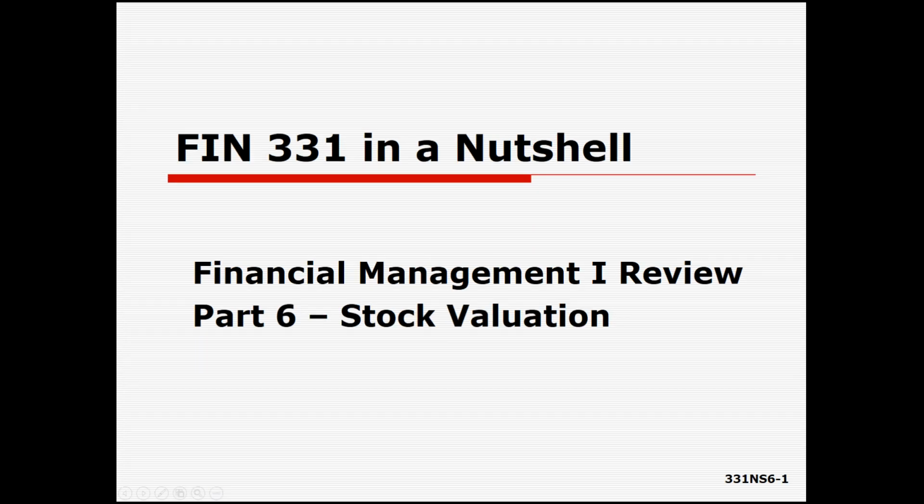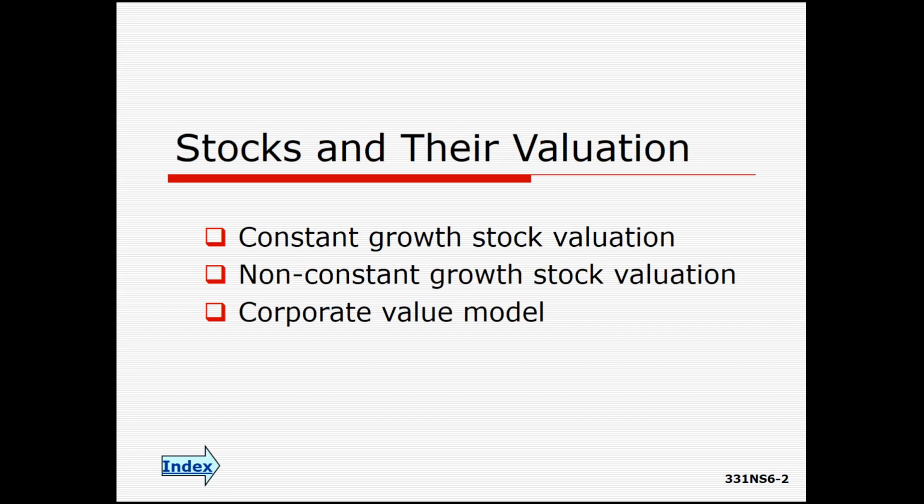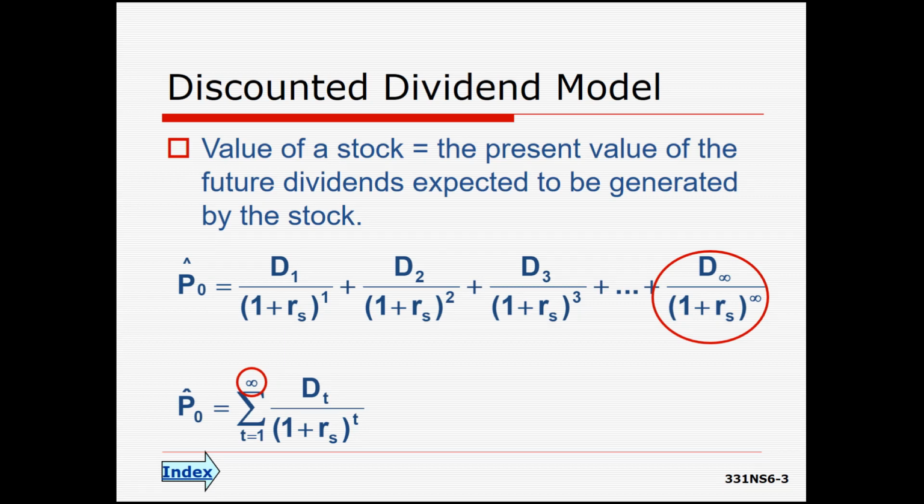Part 6 of Finance 331 in a nutshell: stock valuation. To value common stock, we'll review 3 approaches: the constant growth model, the non-constant growth model, and the corporate value approach. We started our valuation of capital assets with bonds, since bonds are much easier to value than stock. Recall that the value of a financial asset is the present value of its future expected cash flows discounted at an appropriate rate. With a bond, at the time it's issued, we know exactly what each interest payment will be and when it will be paid.